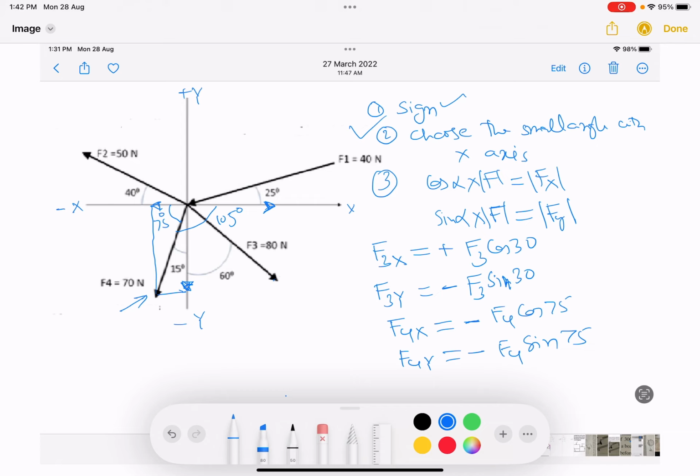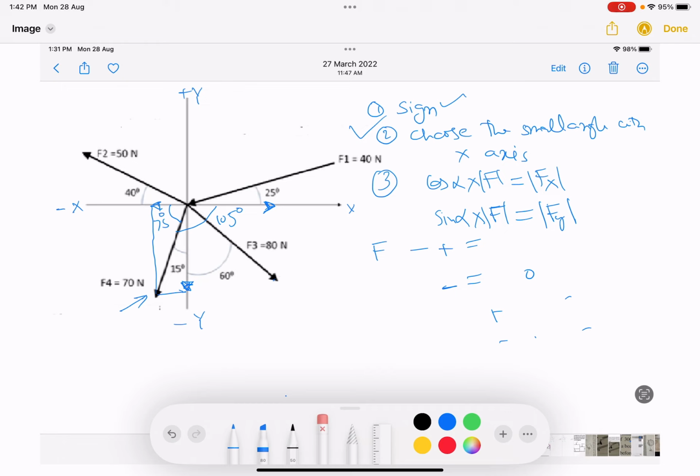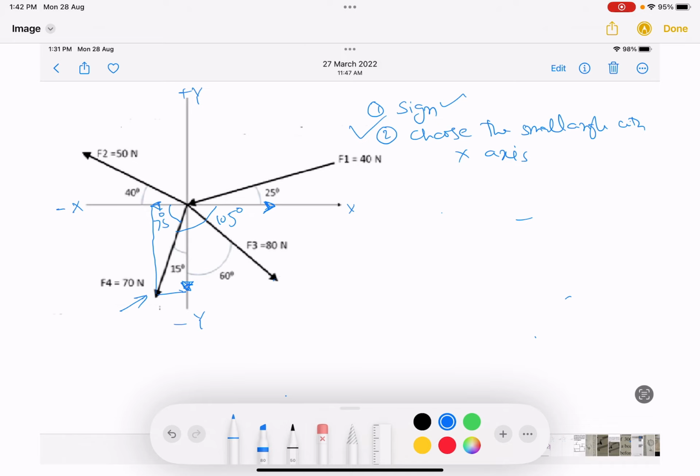So we can do one more if you wish, but that's the method. Let me do one more, right? So let me clear this. Let me also clear the third rule. I said Fx is equal to F into cos of the smaller angle, Fy is equal to F into sine of the smaller angle. So this is what we had said.